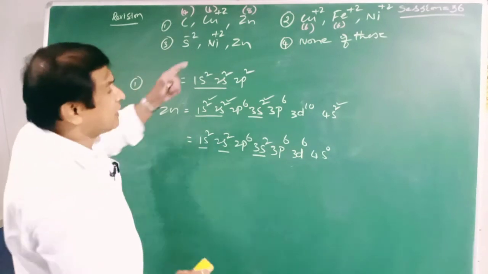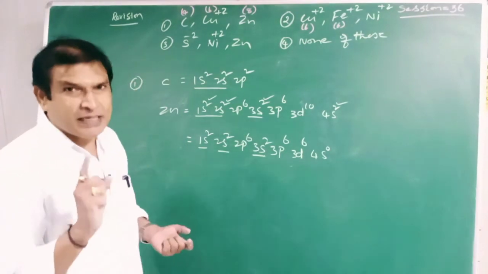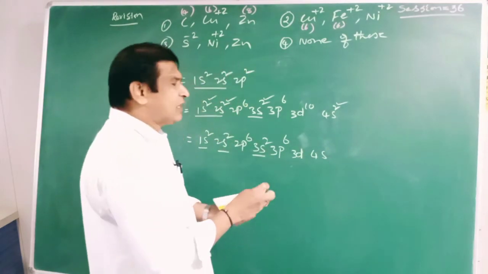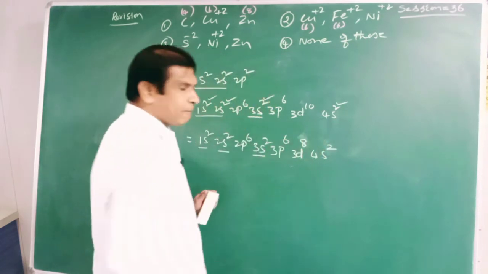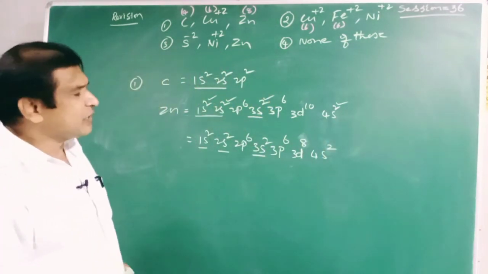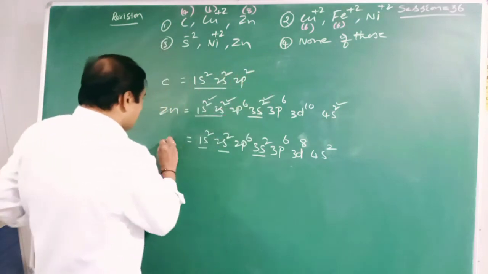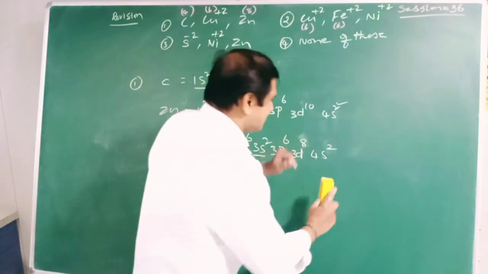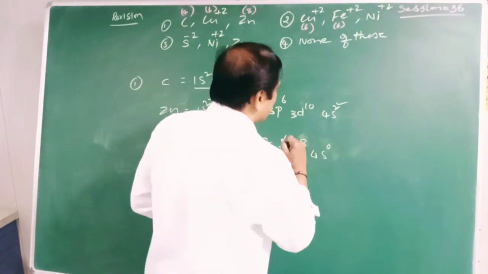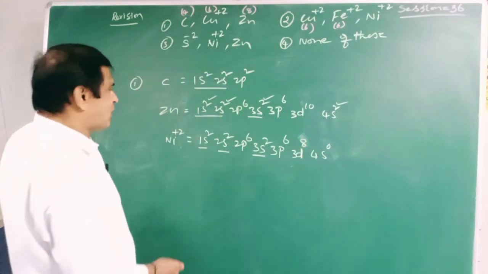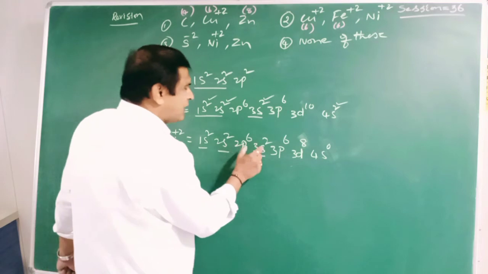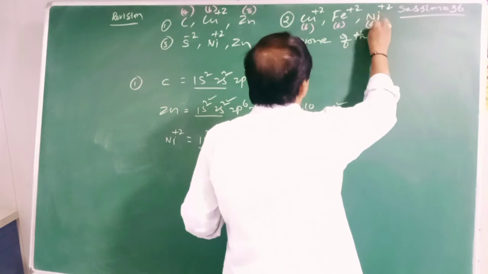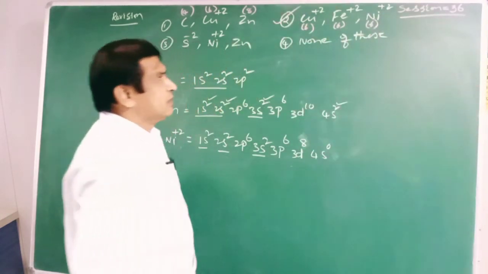Now let us work on nickel plus 2. Nickel atomic number is 28. The normal configuration of nickel is 4s2 3d8. Nickel plus 2 means it is going to lose the outermost s electrons, so it is 4s0. How many s electrons? 1s2, 2s2 and 3s2. Again it is 6 electrons. Nickel plus 2 also contains 6 electrons. The answer will be the second option.